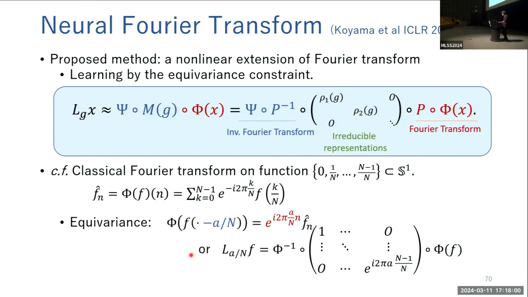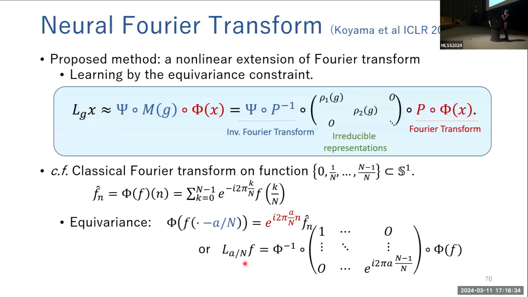And this is analogous to the standard Fourier transform. If we apply the Fourier transform and some matrix consisting of the irreducible representations, and apply the inverse Fourier transform, that gives a shifted function from the original one.